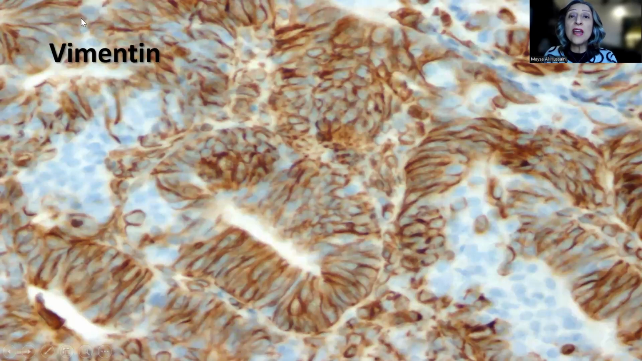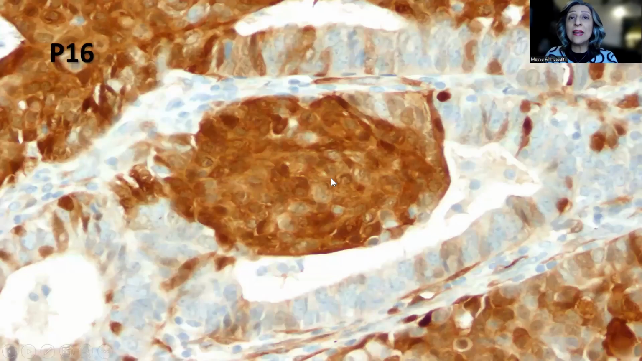Vimentin is really very useful in this setting, and what you'll be looking for is what we call cup-shaped positivity. So we have the lateral walls as well as the base of the cell positive, while the luminal part of the cell is negative. This is the typical positivity that we would encounter in endometrial endometrioid carcinoma versus the endocervical adenocarcinomas, where it would be completely negative.